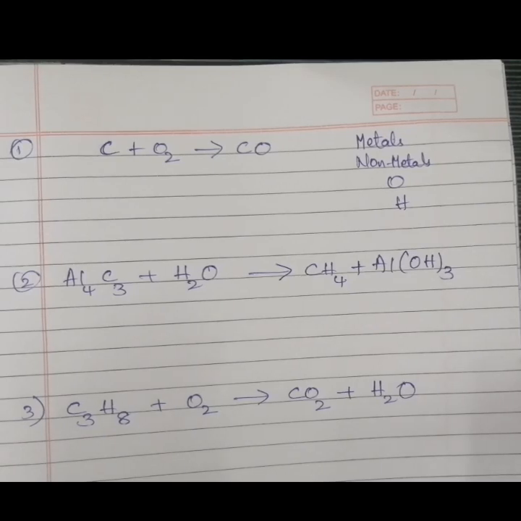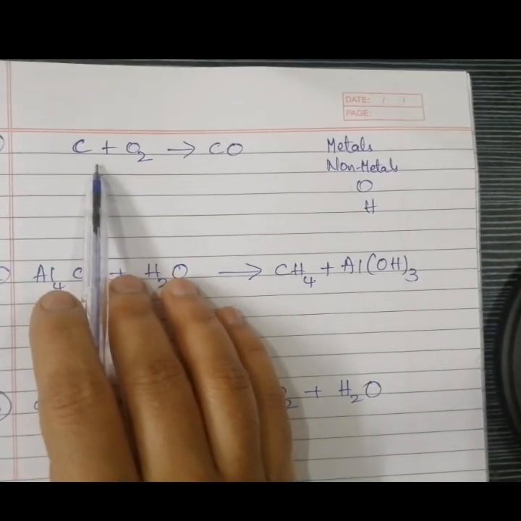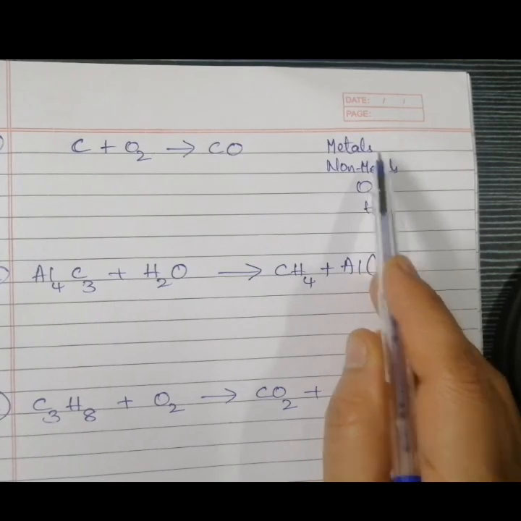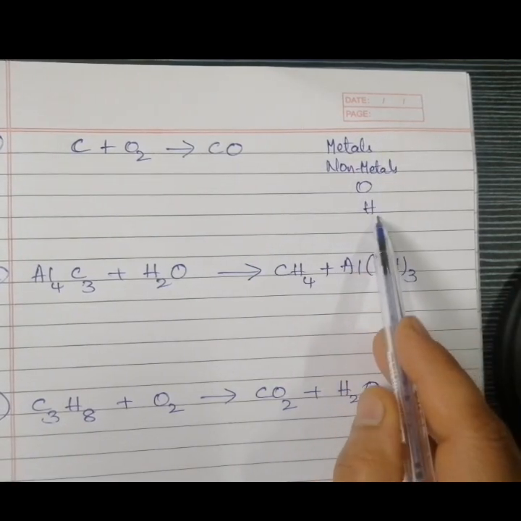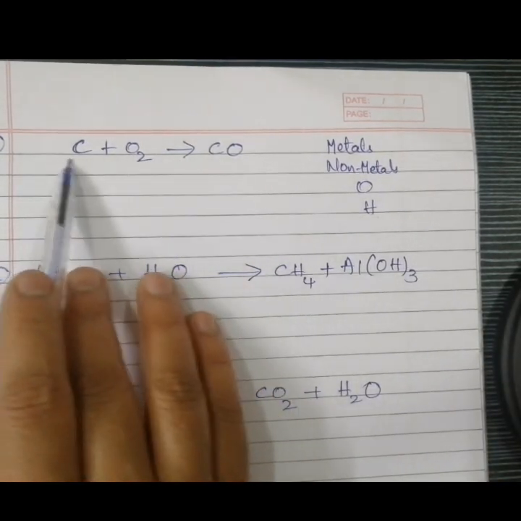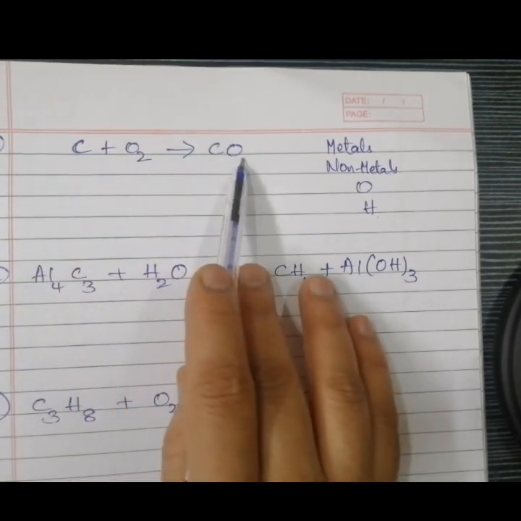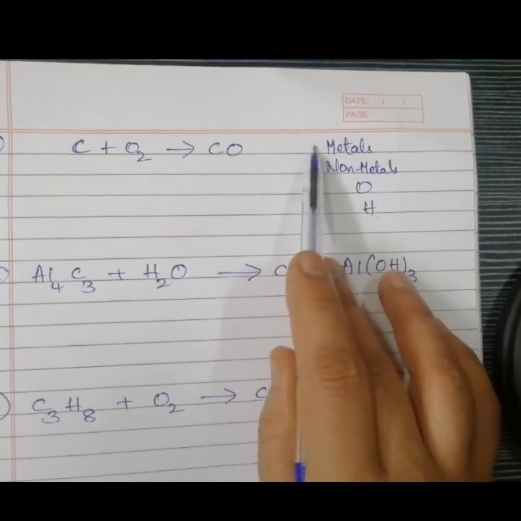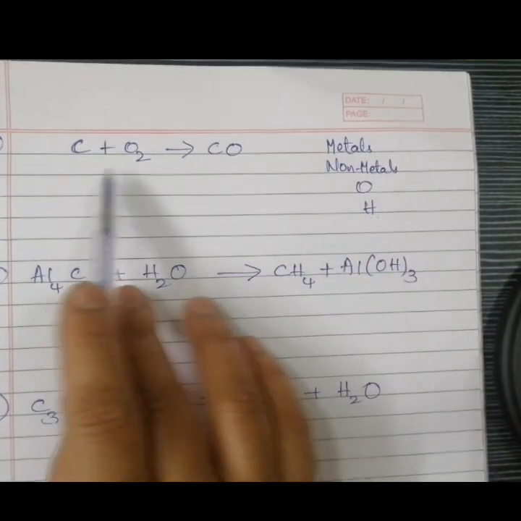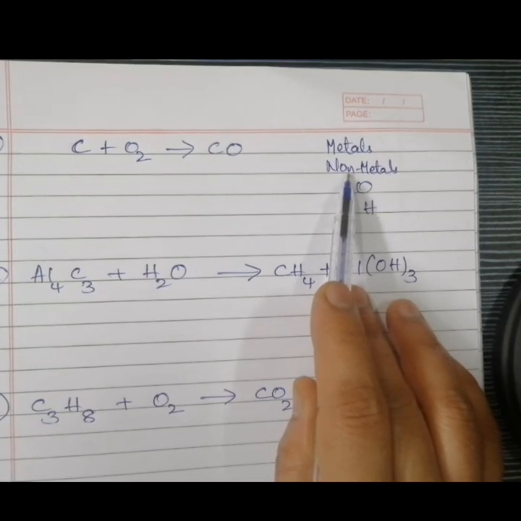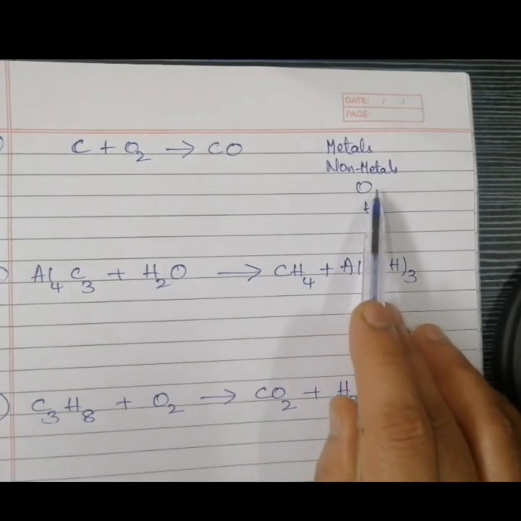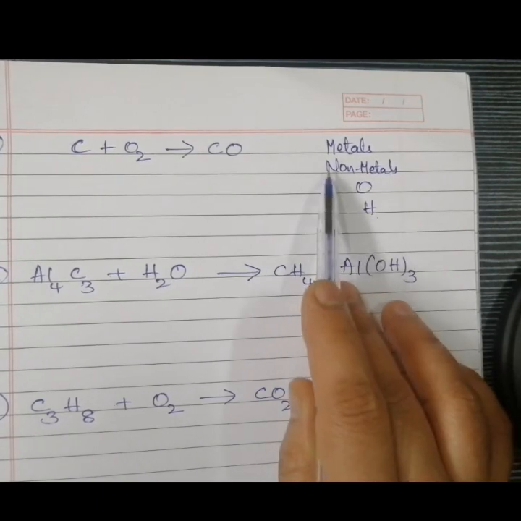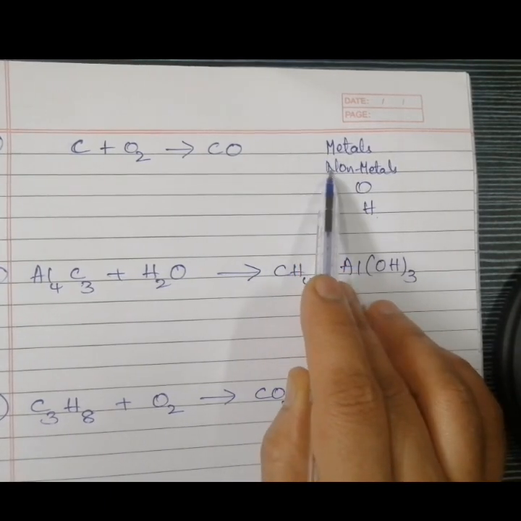In chemical equations, first we have to see whether there are any metals, non-metals, oxygen or hydrogen. If there are metals, first we have to balance the metals. In the second step we balance the non-metals, in the third oxygen, and in the fourth hydrogen. After balancing the metals, we go to the non-metals.